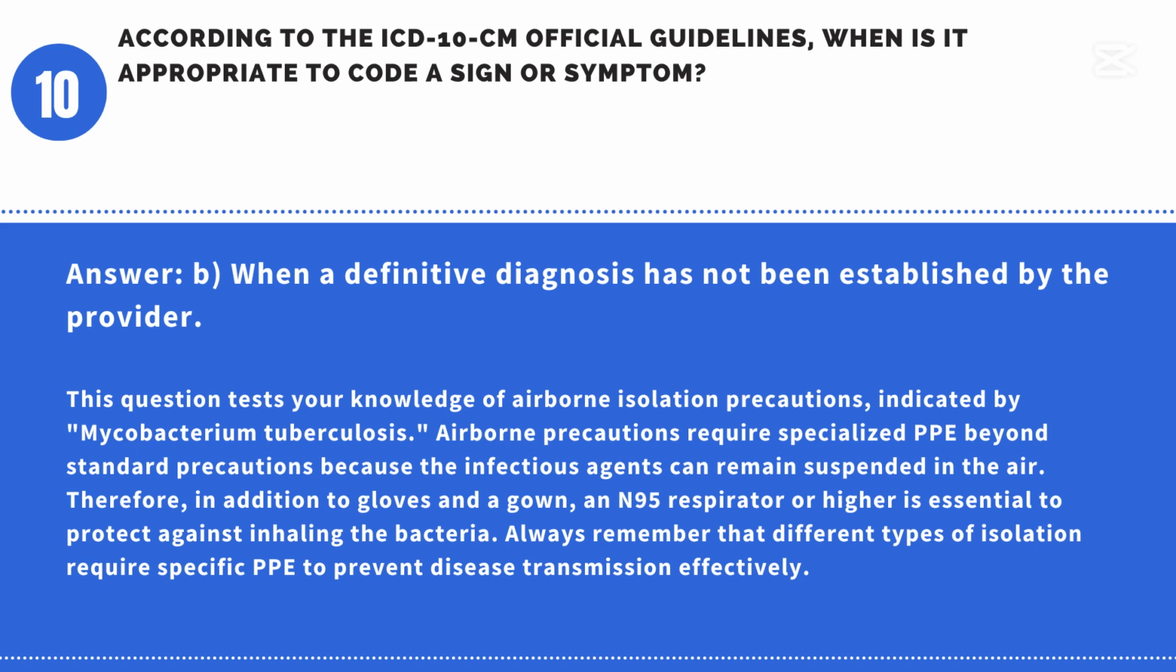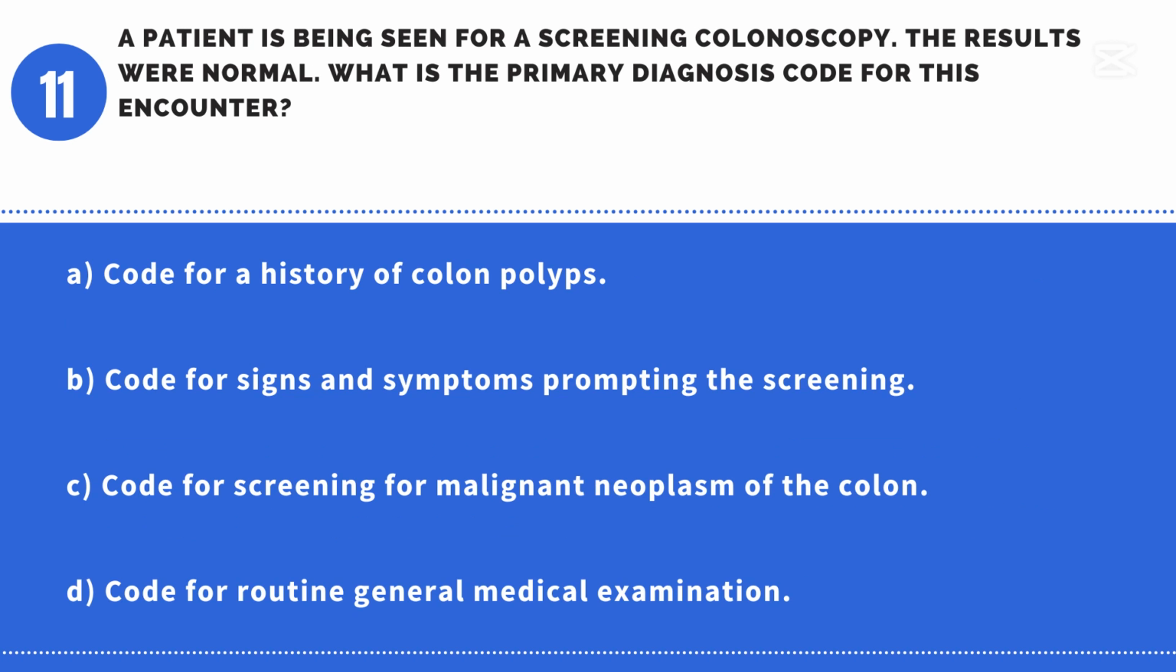Answer: B. When a definitive diagnosis has not been established by the provider. This question tests your understanding of when to use codes from Chapter 18, Symptoms, Signs, and Abnormal Clinical and Laboratory Findings, not elsewhere classified. These codes are appropriate when the physician has not yet reached a definitive diagnosis. If a specific diagnosis is made that explains the symptom, you would code the diagnosis instead. Coding signs and symptoms is useful for reporting when a final diagnosis isn't known or when symptoms are investigated without a final diagnosis.